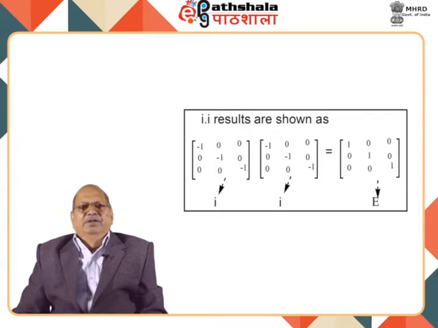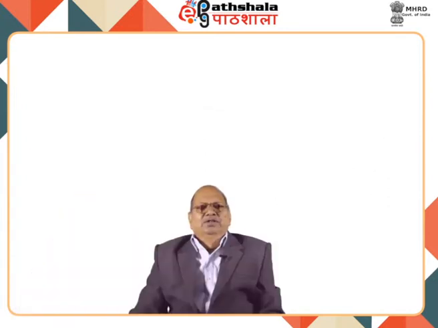What is this matrix? This is the matrix for E. So we get the matrix for E, which means I is the inverse of itself. Like this, every possible symmetry operation product can be worked out.